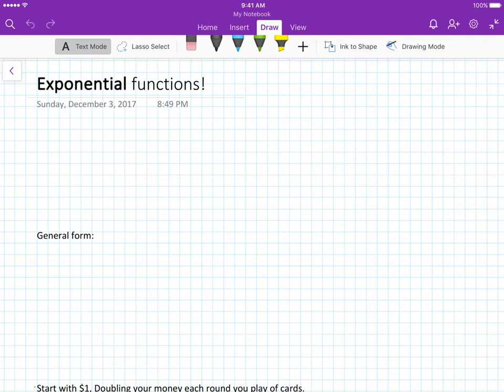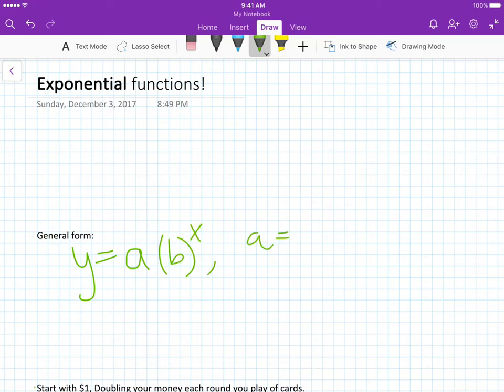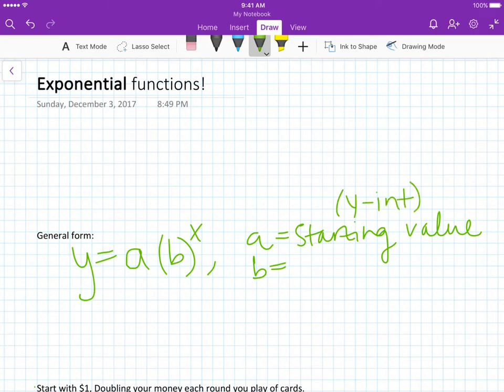So, exponential functions have a general form, and you might want to take notes. They have a general form of y equals a times b to the x power, where a is the initial value or the starting value, and a is also known as the y-intercept, and b is the growth rate or multiplier.